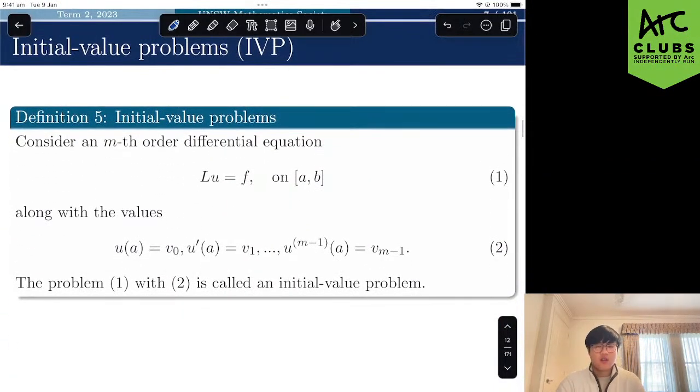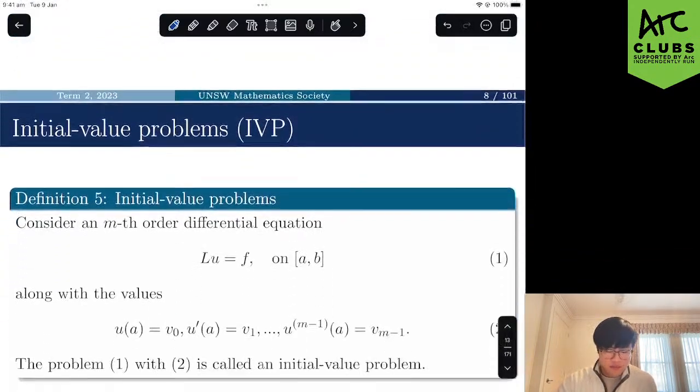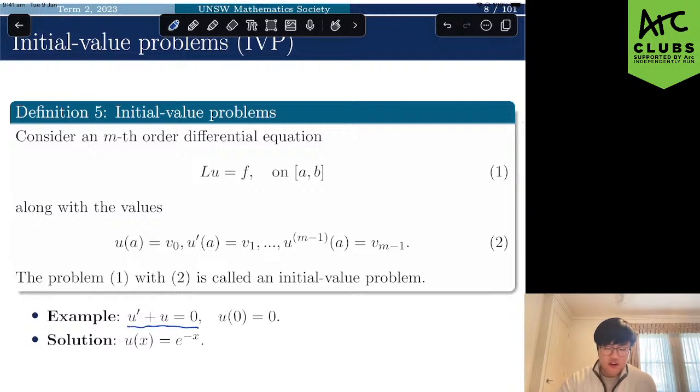All right, so now we're going to look at initial value problems. What initial value problems are, as the name suggests, is that you'll have a differential equation, and you're also given some initial values. So we have a differential equation on [a, b], and it'll give us values, u of a equals something, u dash of a equals something, and so on. A simple example is here's our differential equation, and our initial value is u of 0 equals 0. We skip the steps, but the solution will be this here. So this is the initial value problem.